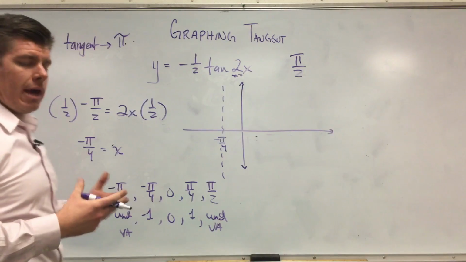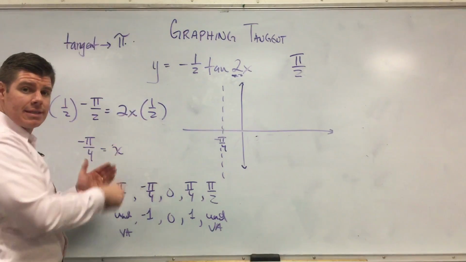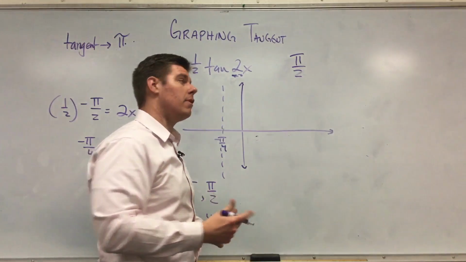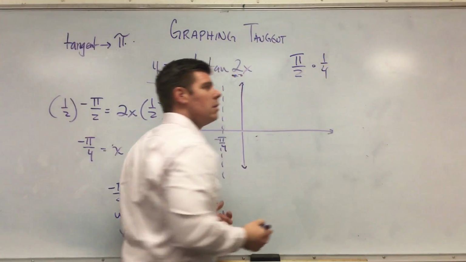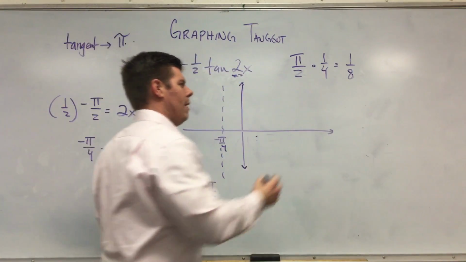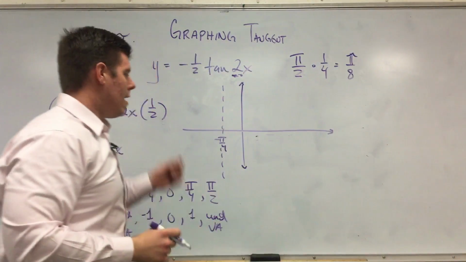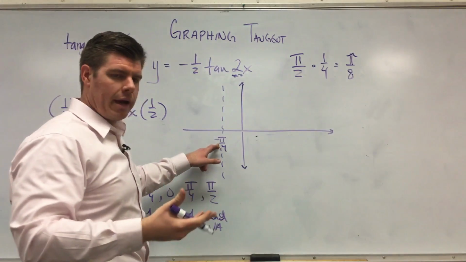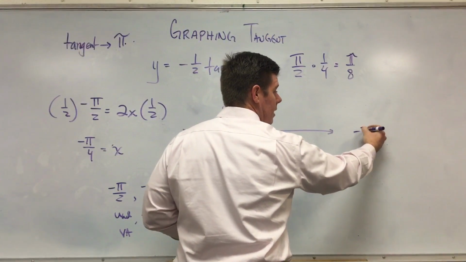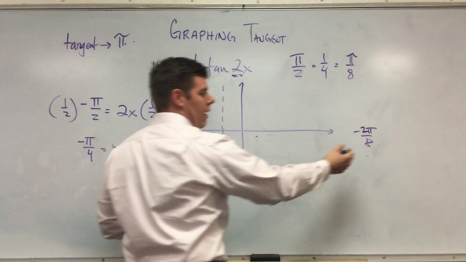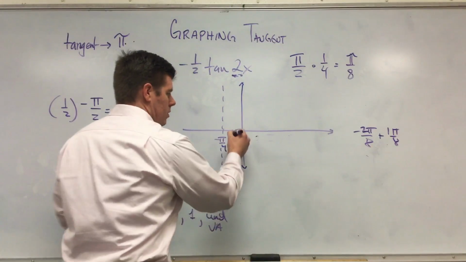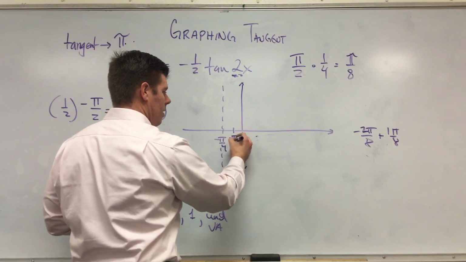Remember, we just break it into 4, so much like I did with my sine and cosine functions, I just multiply this by a quarter. When I multiply this by a quarter, I get pi over 8. So every new step is a pi over 8 away from negative pi over 4. Negative pi over 4 is just negative 2 pi over 8. So if I add plus 1 pi over 8 to that, mentally the answer is going to be negative pi over 8.